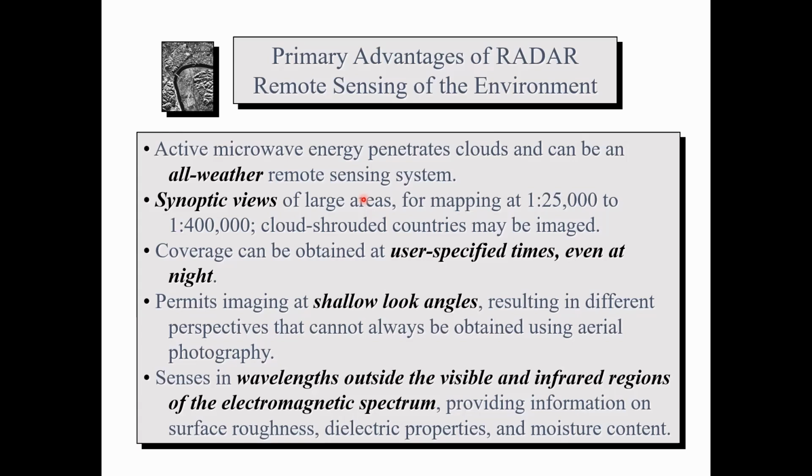So active remote sensing is all weather, and in addition it can be used all day, both during day and also during night. I think that's the third bullet. But before we reach there, it also has synoptic views of large areas. So if you want to map, for example, areas at scales of 1 to 25,000 to 1 to 400,000, mostly for cloud-shrouded countries, these may also be imaged.